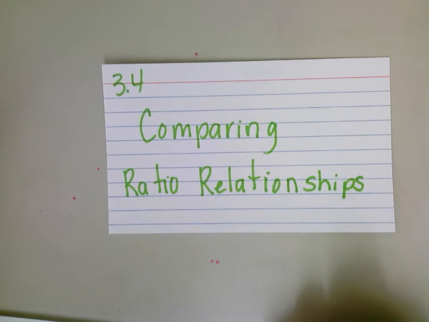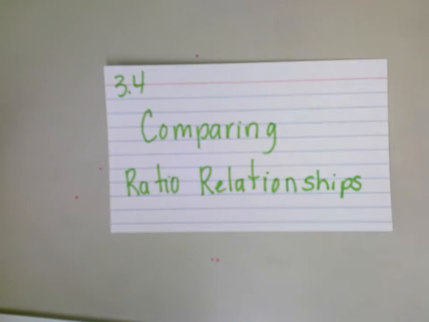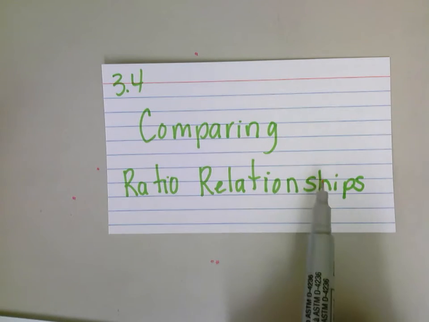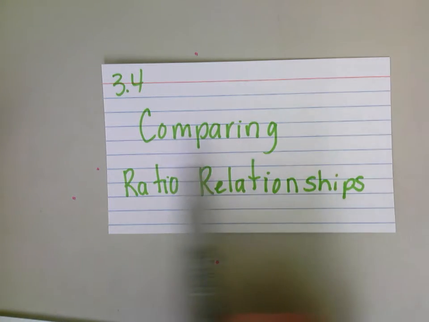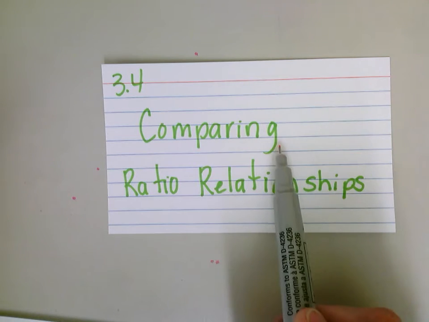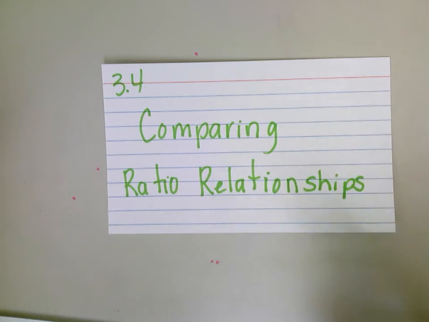Okay, so today we're going to talk about comparing ratio relationships. Looking at two sets of ratios and seeing which might be the better buy, or which one might be faster, which one might be slower. Right, so that's what we mean we're going to compare. We're going to look at how they're growing at different rates.